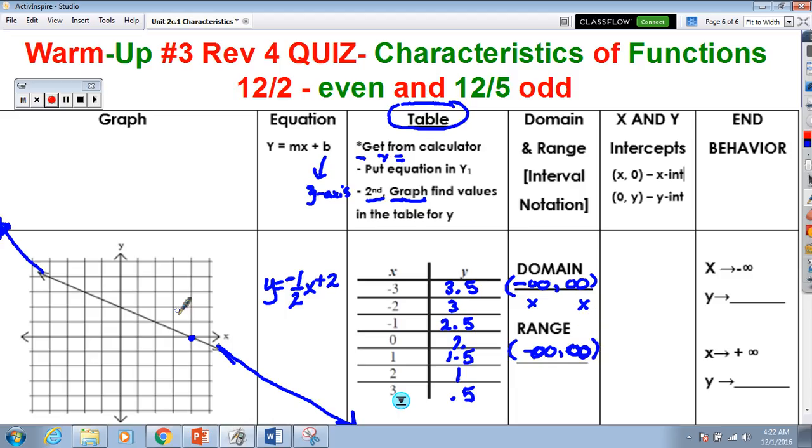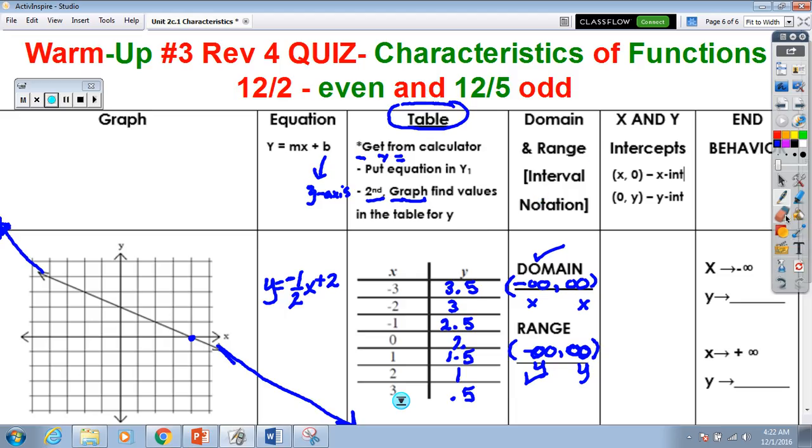We don't see any circles on this graph, so that's my answer every single time. Negative, positive infinity for domain, negative and positive infinity for range. So this is the smallest y, this is the largest y. Alright, now we need to do the x and the y intercept. So I'm going to clear out my graph.